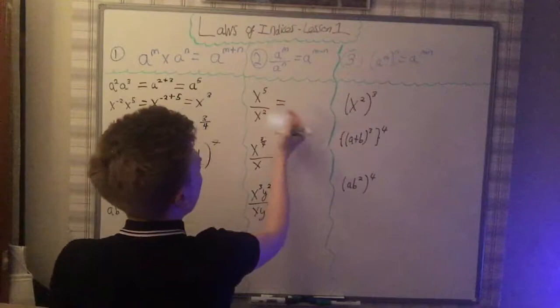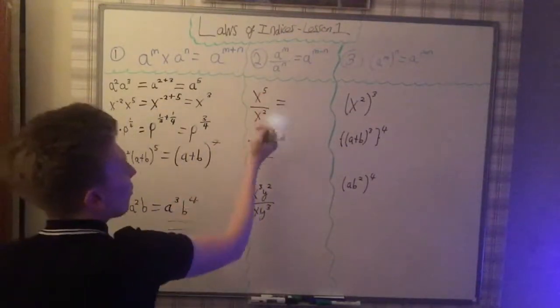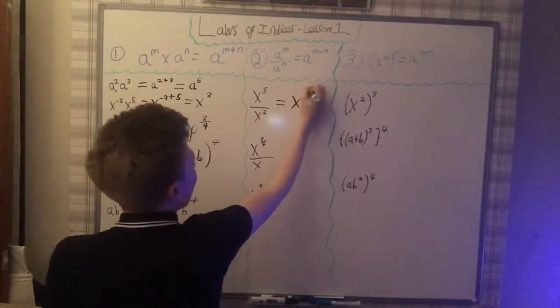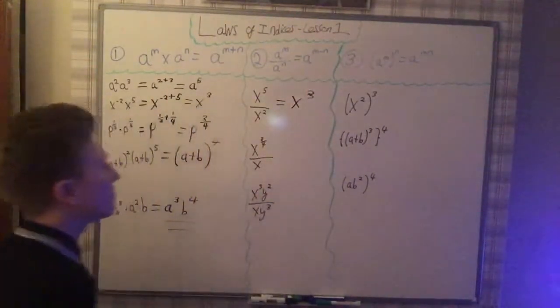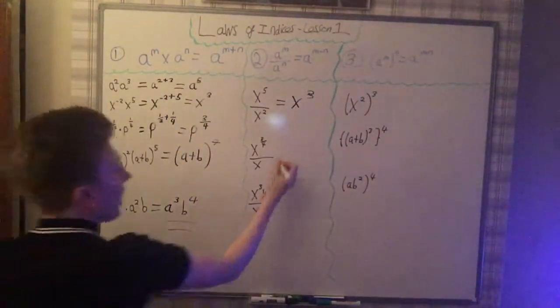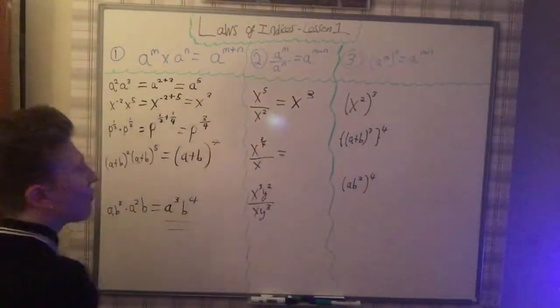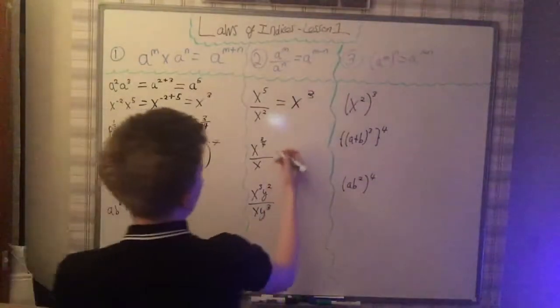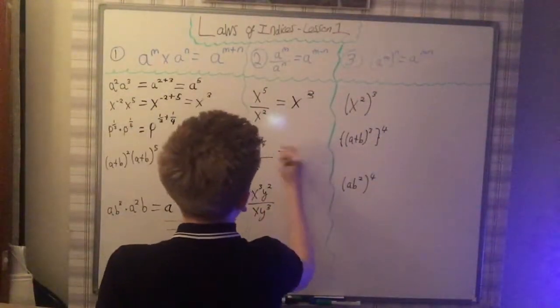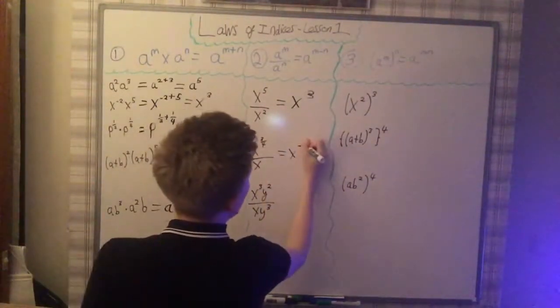So, directly we can apply this rule. 5 minus 2 is 3, so we have x to the power 3. Make that clear? That's x to the power 3. The second one, once again, x to the power 3/4 divided by just 1x, that's x to the power 1. Well, that's going to be x to the power 3/4 minus 1, which is minus 1/4.